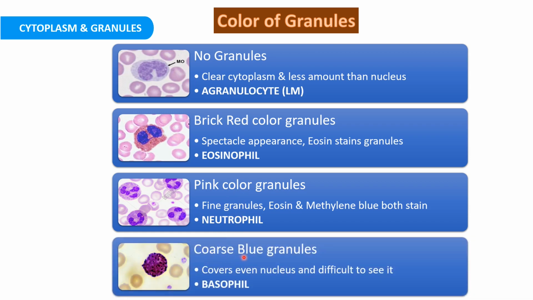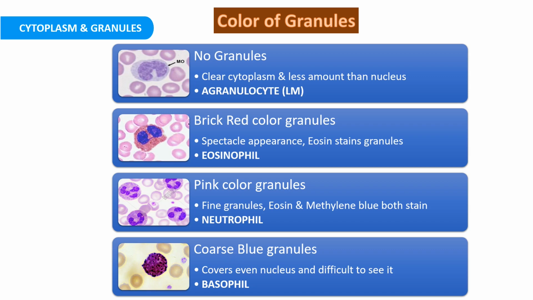If coarse blue granules are present, very large blue granules which are covering the nucleus so that you cannot even see the nucleus, that means it is a basophil. Why? Because it is stained by methylene blue. Methylene blue stains the granules, that is why they are blue in color, and they are so big that they cover the nucleus, and even the nucleus is not visible. So basophils have coarse blue granules and the nucleus is not visible. This is how you identify the various types of WBCs.